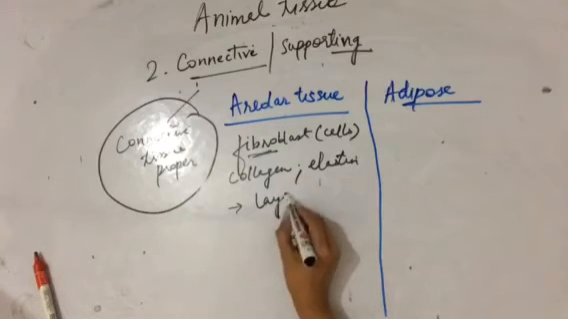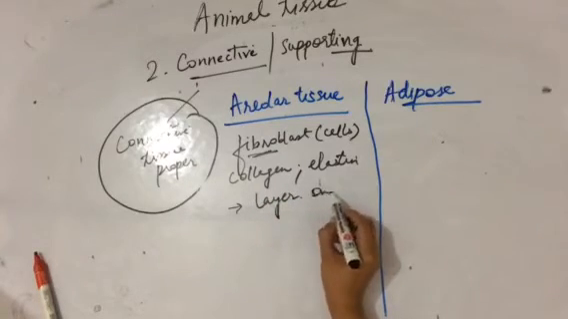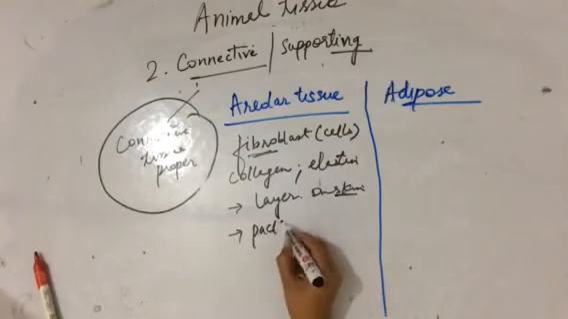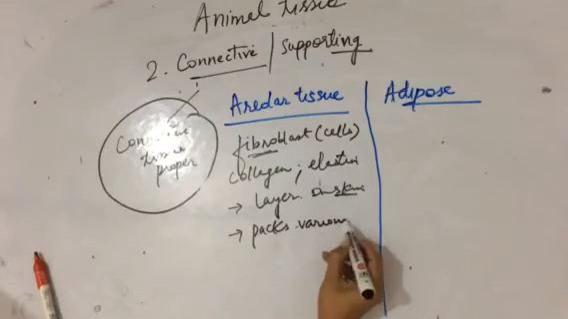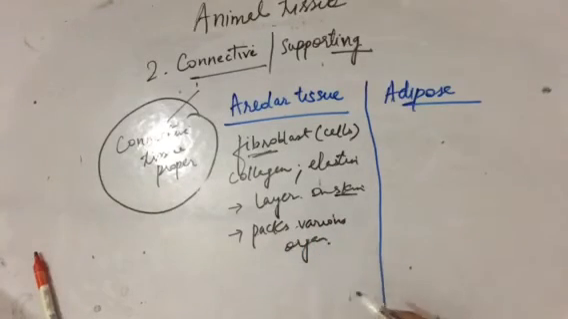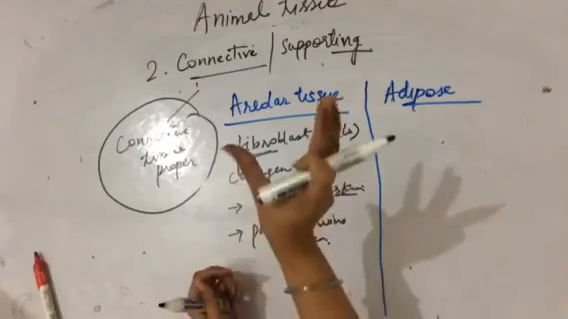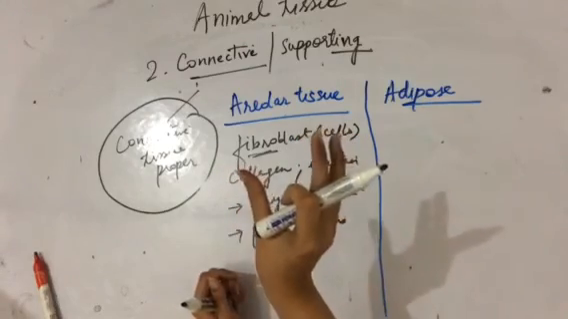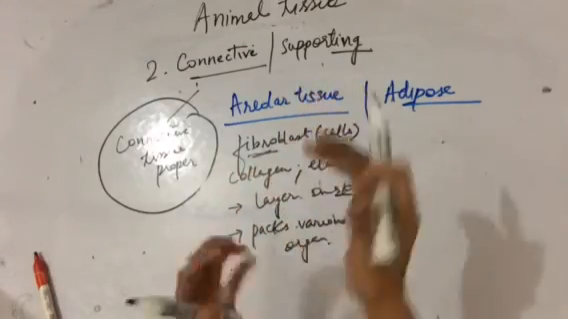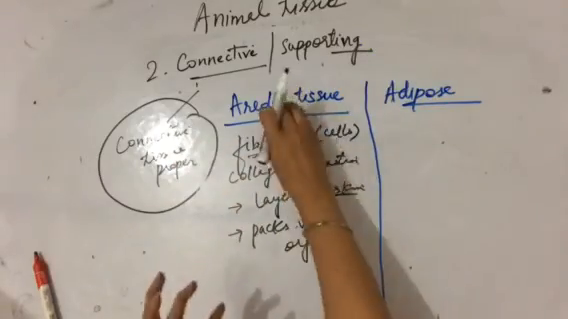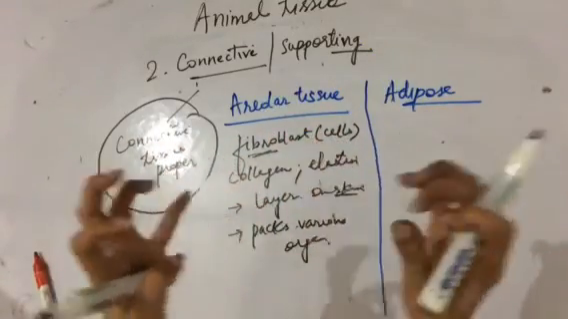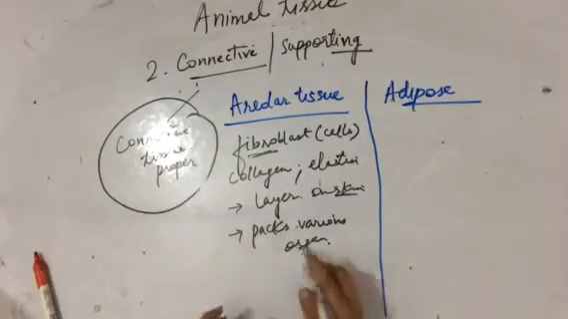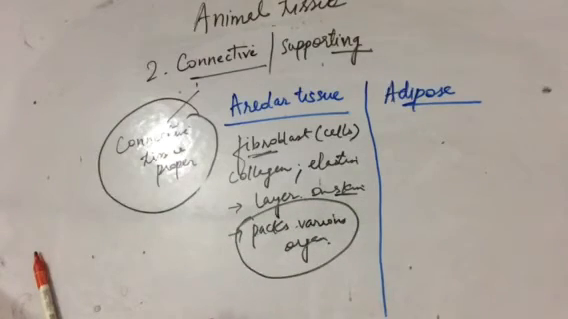It forms a layer outside your skin, a layer on your skin, and it also packs various organs. That means, for example, the heart is placed in its proper place in between the lungs, right? Why is it present there only and not moving here and there? Because this areolar tissue is packing it. It is keeping the heart in its place. Similarly, it is keeping the lungs in their place. It packs various organs. Okay.